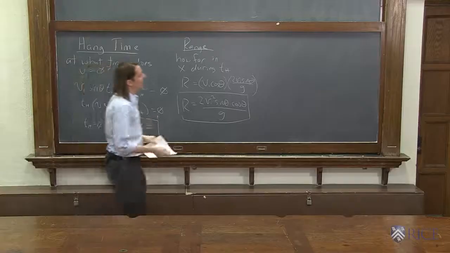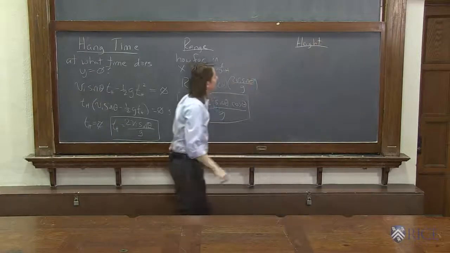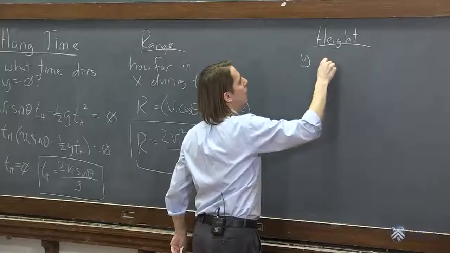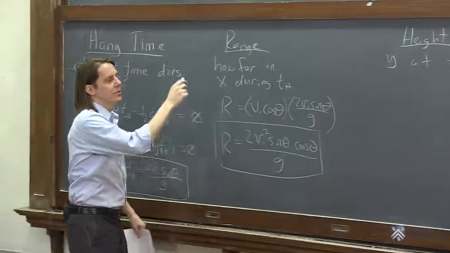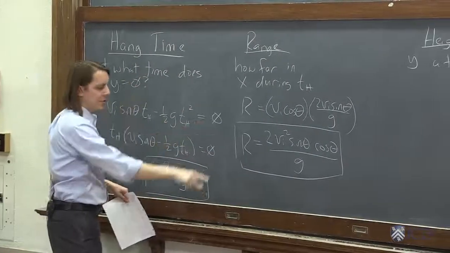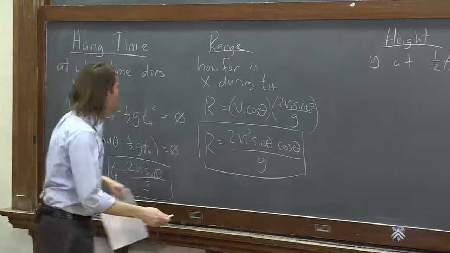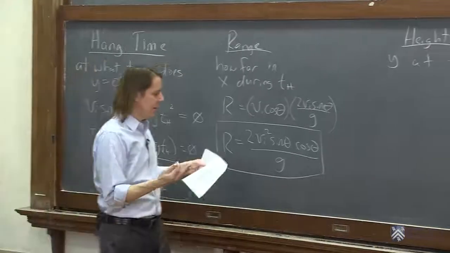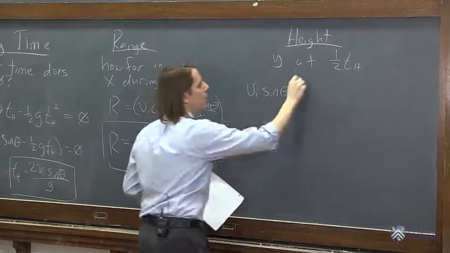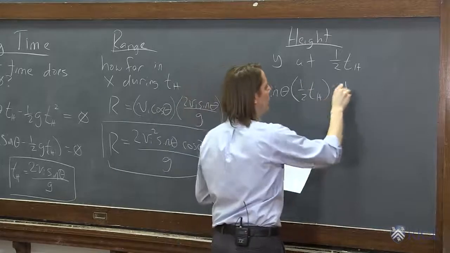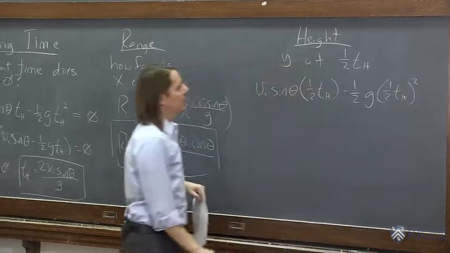And then finally, the height. How high did it get? Right, the height is basically y at 1/2 th. Th has gone to 0, but since the trajectory is symmetric, you know that the maximum is right in the middle, which is the easy way to get there. So all we really have to do is get our y expression and plug in 1/2 th. So vi sine theta 1/2 th minus 1/2 g 1/2 th squared. Right, that's the height.